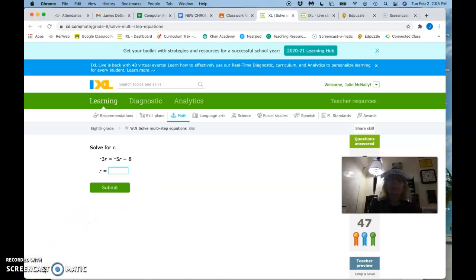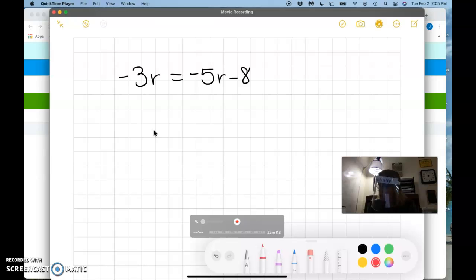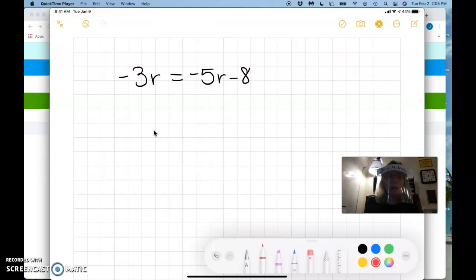Okay, so here's the next one, and again, it's a little bit different than the other ones we were doing, so let's look at it. So what I have now is a variable on both sides of my equal sign, and I don't want that. I want the variables to be on one side and the numbers to be on the other side. So that means I've got to move one of my variables over to the other variable. The way you move a variable is the same way that you would move a number.